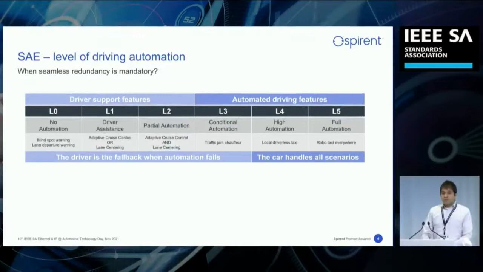For the different levels of autonomous driving up to level 4, the driver is always the fallback when automation fails. When the car cannot handle a difficult scenario, it can always ask the driver to take control. But for higher levels, level 4 and level 5, that will not happen. For that, the car needs to handle all scenarios. Whenever something goes wrong, the car should be able to come to a safe stop.